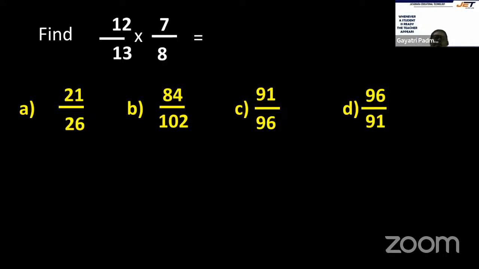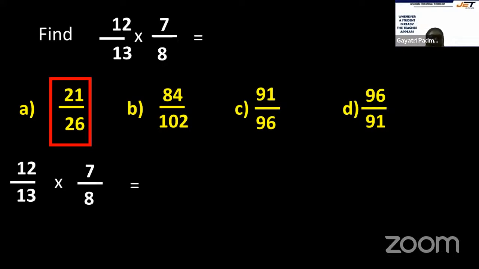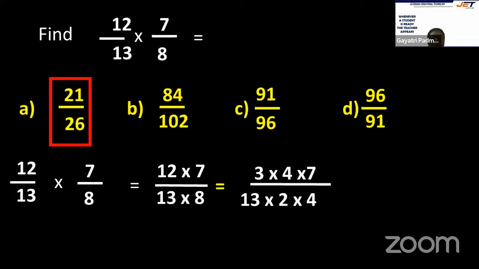Is it clear? Now 12 by 13 into 7 by 8. This is also simple. The answer is 21 by 26. Take 12 by 13 into 7 by 8. There, 12 into 7 by 13 into 8, which is 3 into 4 into 7 by 13 into 2 into 4. So you're cutting down the equal numbers. So you arrive at 21 by 26.